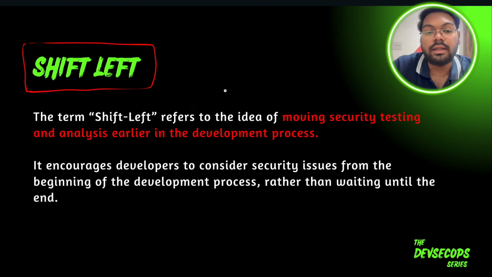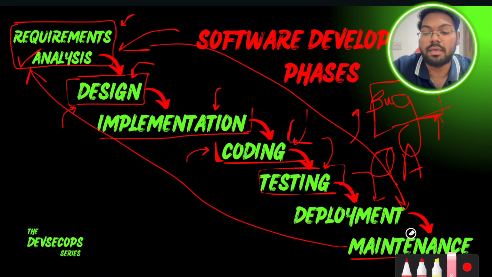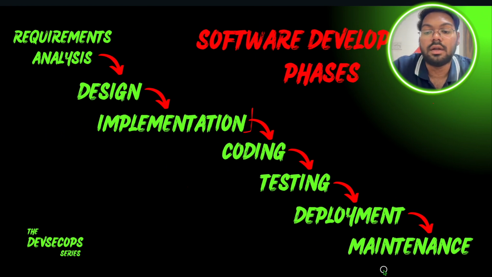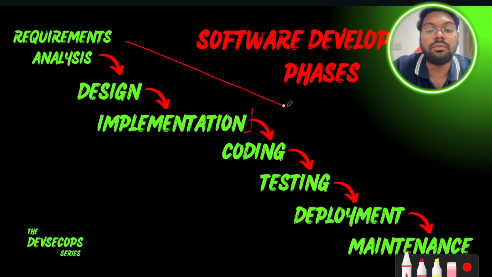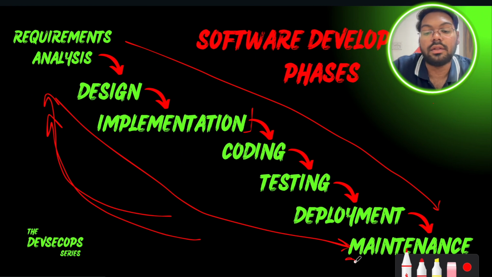So to avoid that, we introduce something which is called shift left. So shift left, it means all these things that we have discussed here, security comes at the very end, after the maintenance phase. So what we want is to think about security from the beginning. Instead of thinking about it over here, we will be thinking about it before the deployment phase.